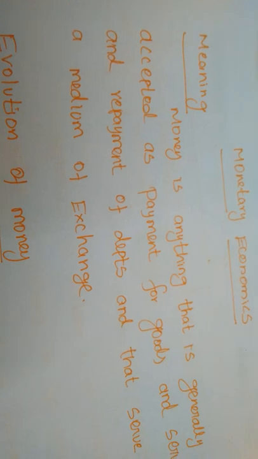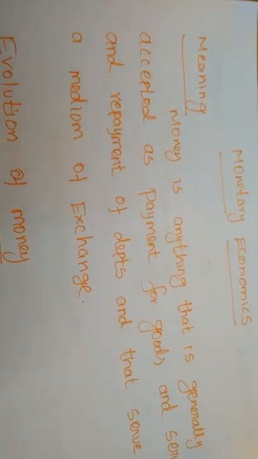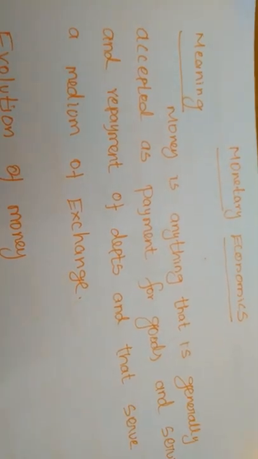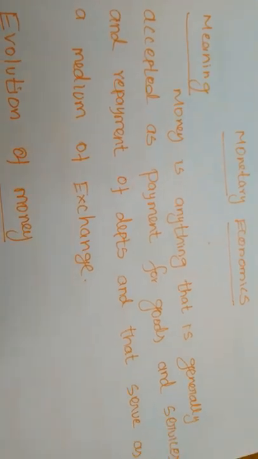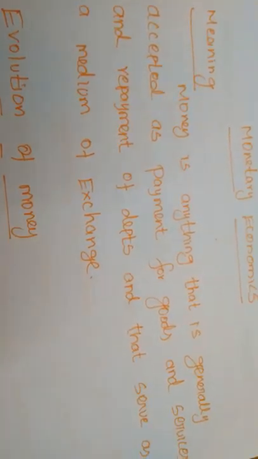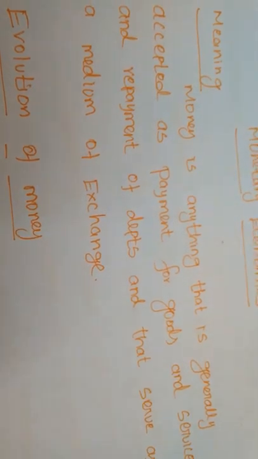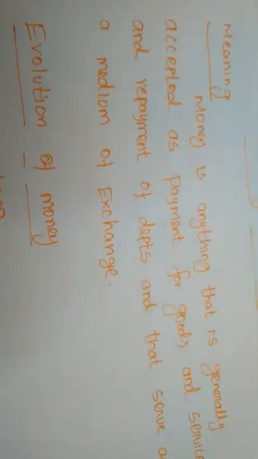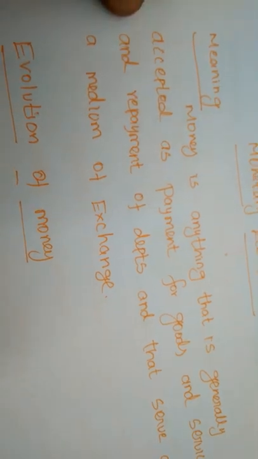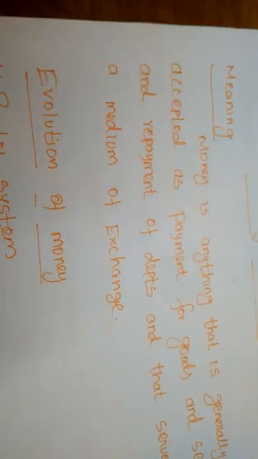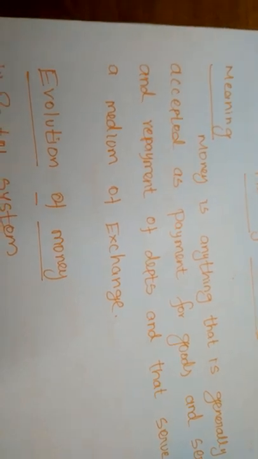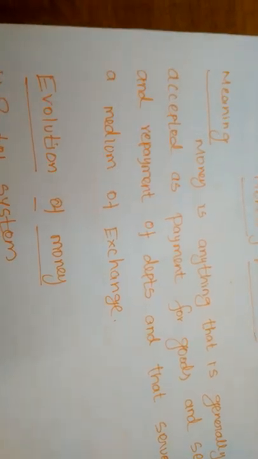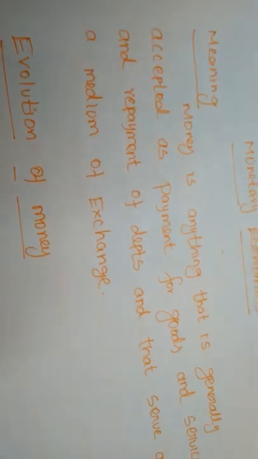What is accepted by both buyer and seller for their buying and selling activity is called money. Not only that, it is also used for repayment of debts and serves as a medium of exchange. Repayment of debt means, if we want to borrow some amount of money from anyone, that person also expects repayment in the form of something. That thing may be money. And money also serves as a medium of exchange.